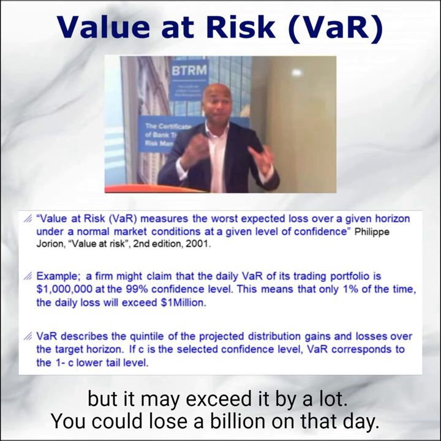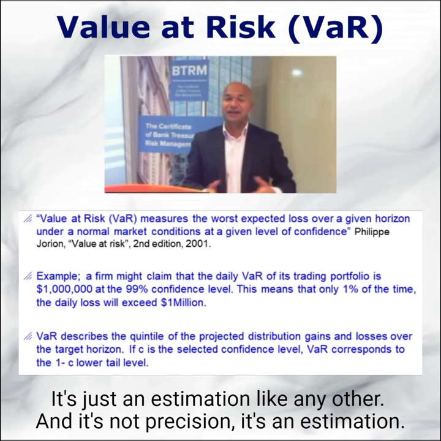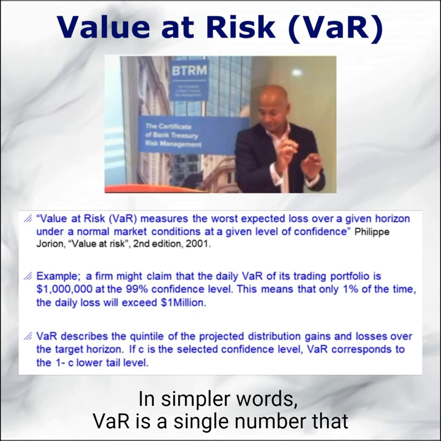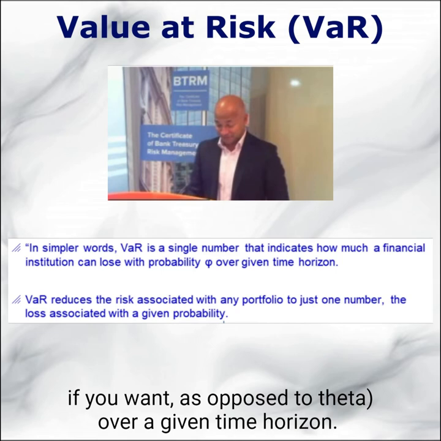Okay? So it's important to understand what value at risk is telling you and what it isn't telling you. It's just a measurement tool. It's just an estimation tool like any other. And it's not precision. It's an estimation. In simpler words, VAR is a single number that indicates how much a financial institution can lose with probability P, as opposed to theta, over a given time horizon. You can put any Greek letter in there you want.